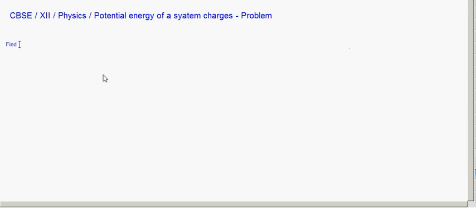The question says, find out the expression for the potential energy of a system of three charges Q1, Q2 and Q3 located respectively at R1, R2 and R3 with respect to the common origin O.